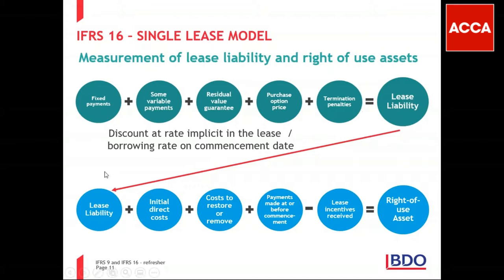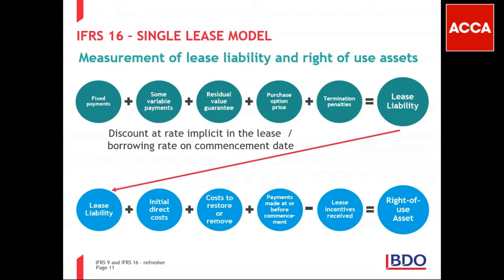Once you have worked out the lease liability, you have to add any directly attributable cost related to the lease contract in order to arrive at the right of use asset. The same principles of IAS 16 apply here when you're recognizing property, plant, and equipment, and you have to consider all the directly attributable costs that should be capitalized on the asset.